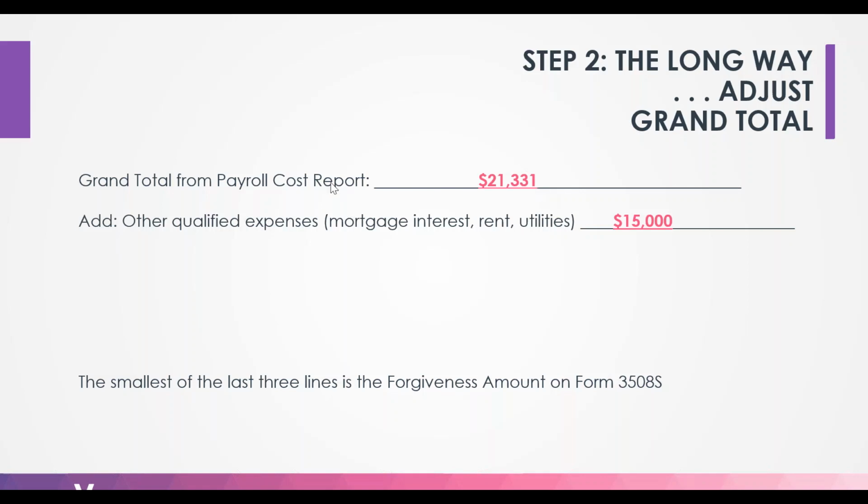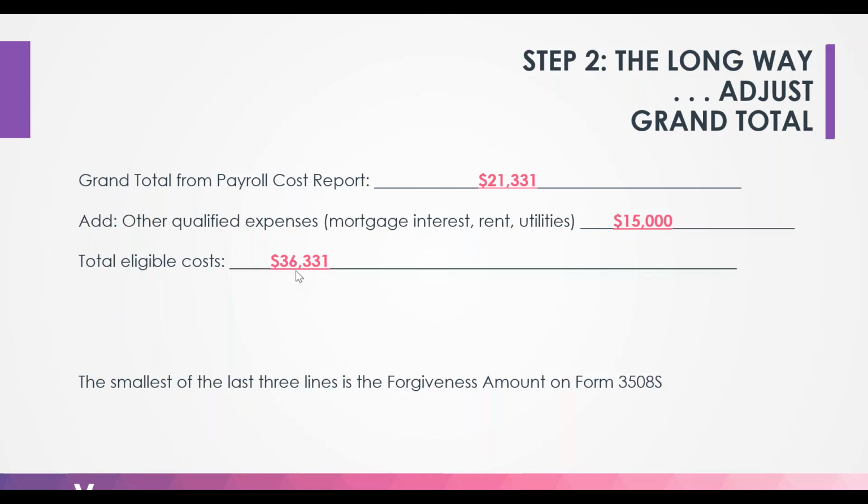To that, you're supposed to add your other qualified expenses, any mortgage interest or rent or utilities that you're choosing to count toward forgiveness. Again, that would be a choice that you'd be making. By the way, utilities has been found to include internet costs, communication costs. And so the total eligible cost in our example, let's say, is $36,331. Is that the number that you're supposed to put down on the form?